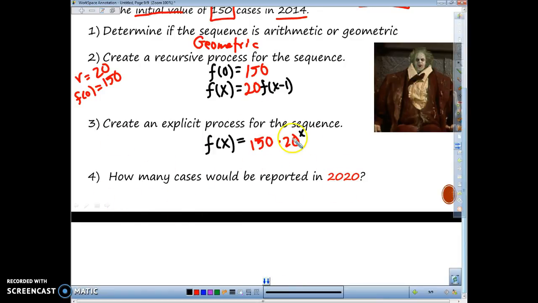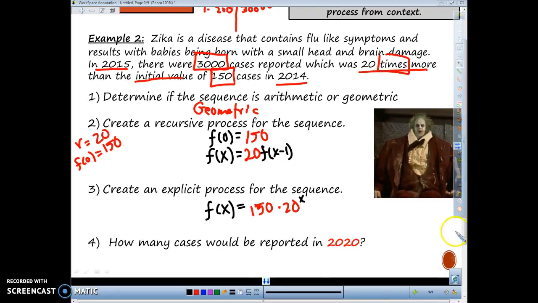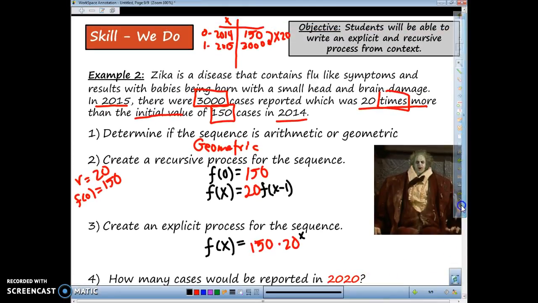And then last but not least, it says how many cases would be reported in 2020. So in 2020, I need to figure out, okay, how many years after the initial value is this, or what term is this? So I'm going to go back up here to my table. 2015 is the first term. 2016 is the second term. 2017 would be the third term. 2018 would be the fourth term. Our fifth term would be 2019, and so our sixth term would be 2020.